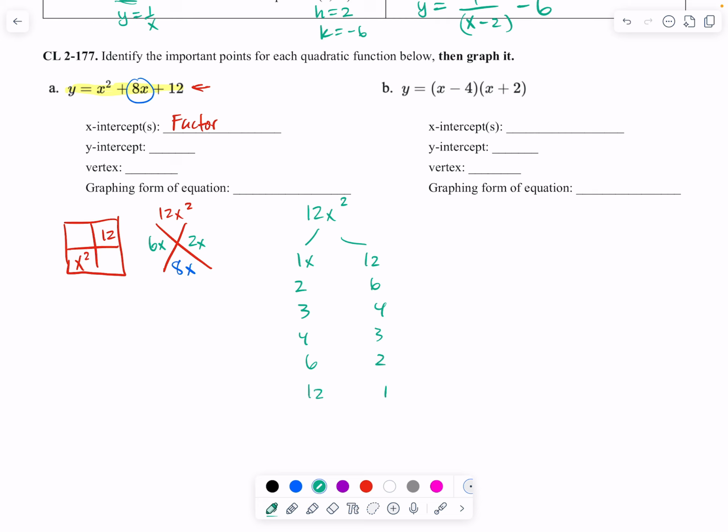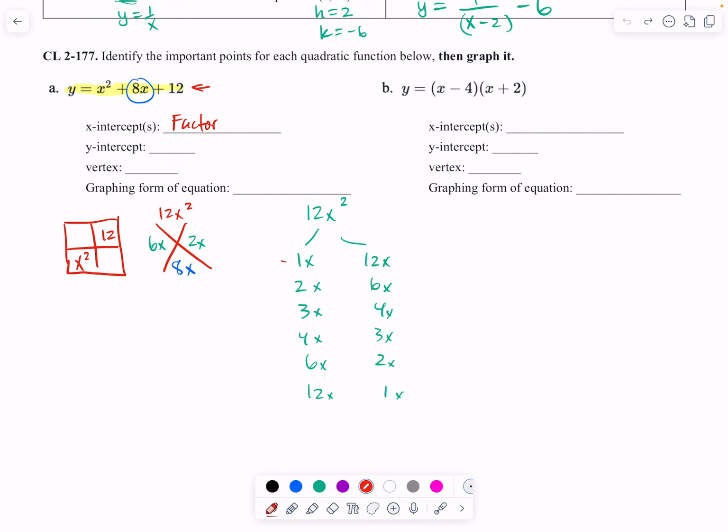And of course, these would all have x's in them. So these are combinations of terms that multiply to 12x squared. Now, they could also all be negative because these combinations would also all multiply to 12x squared. So you have to be clever about it. But then you're going to look at the list and ask, do any of these also add to 8x?